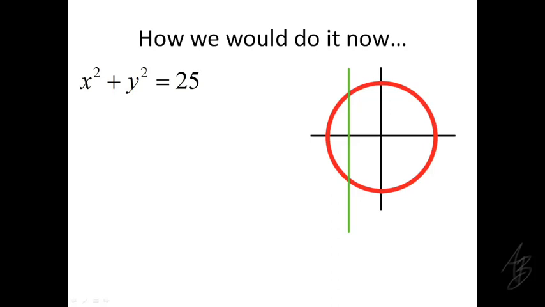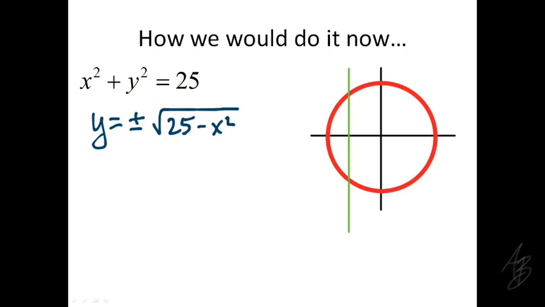If we were to try to differentiate this now, what we might do is split it up into two separate functions. We might look at the top half of the circle and the bottom half of the circle as separate functions. So we could solve this for y, and we would end up with y equals plus or minus the square root of 25 minus x squared.